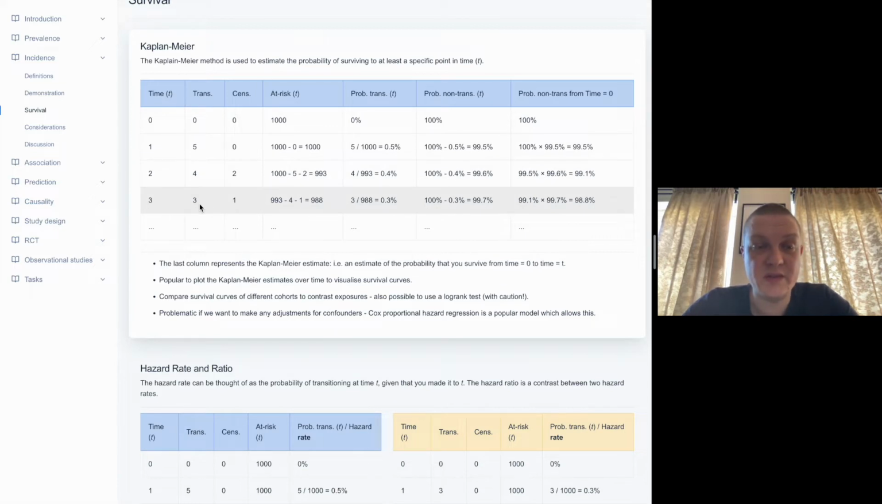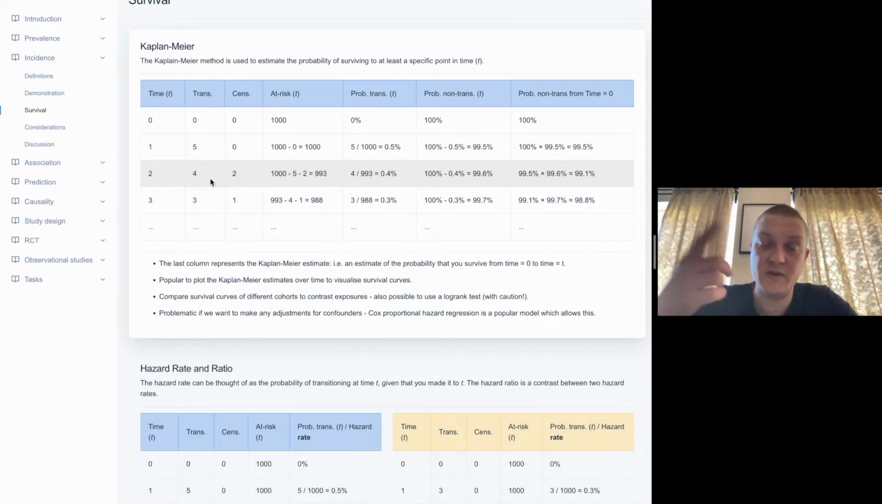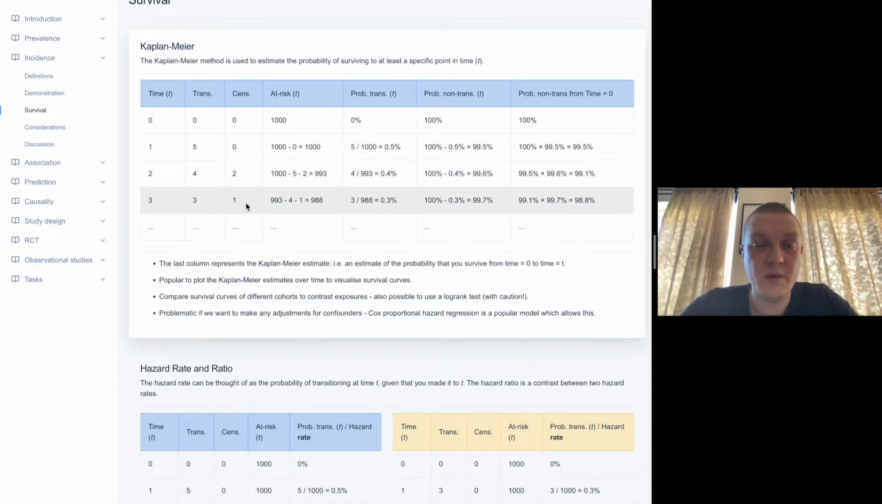We have 3 transitions, 1 censored. We have 993 people still in our cohort. We reduced by the 4 people that transitioned in the previous time cycle. We remove the 1 individual censored, gives us 988 at risk. We take the 3 transitions and divide with the people at risk, giving us 0.3%. That's the probability that you're going to transition given that you made it to time 3. We calculate the probability of not transitioning, and we calculate the probability of making it through cycle 3.